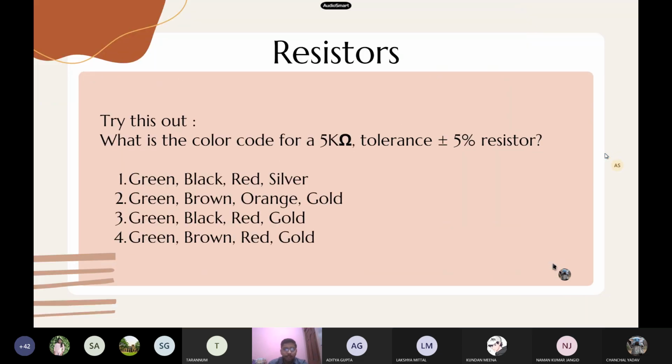So by now you have learned much about resistors. Before moving to the next section, let's try this question. This is a fairly simple question. You might have tried this in your JE days. What is the color coding for a 5 kilo ohm resistor with a tolerance of 5%? Write your answers fast in the chat box. Try it out.